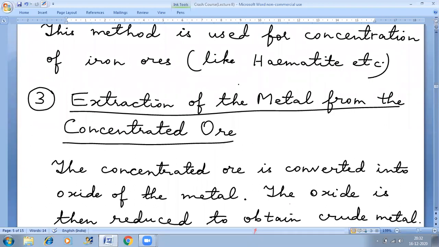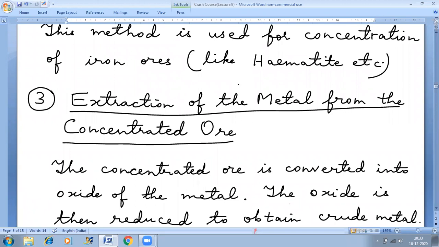How do I obtain the metal is called extraction of the metal. So only and only the metal will be obtained. I don't want any other thing which is present. I just want the metal out of the ore. That process of obtaining the metal out of the ore is called extraction of the metal. There are various techniques used. The first point is this, that is the concentrated ore is converted into the oxide of the metal.